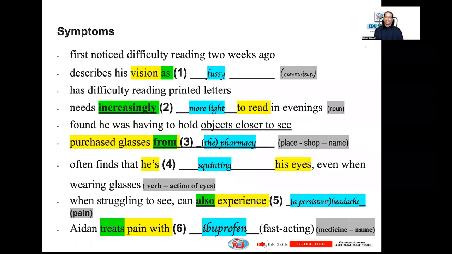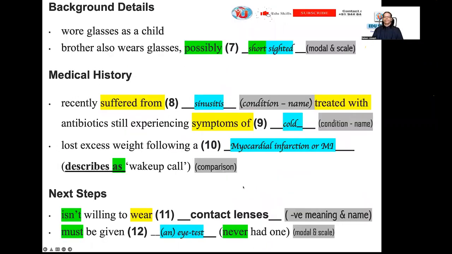Sorry, sometimes there will be 3-4 brackets. Either you can use any of them or all of them, or you can write without those also. There you will not be penalized. And he is squinting with his eyes, and he has also experienced a persistent headache or a headache or persistent headache or whatever. All these things are right. And treats with ibuprofen. Okay. See, now the 7th one, wear glasses as a child. I am taking it a little faster for you because these are familiar for me.